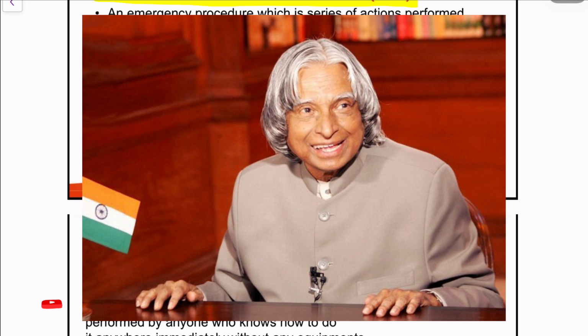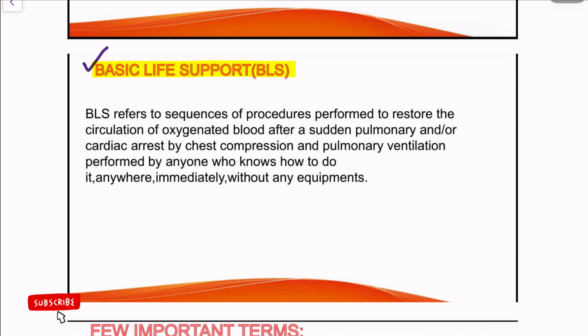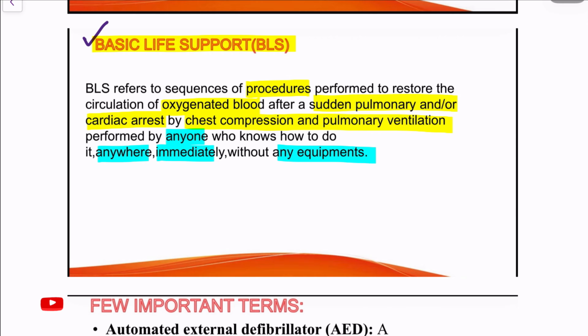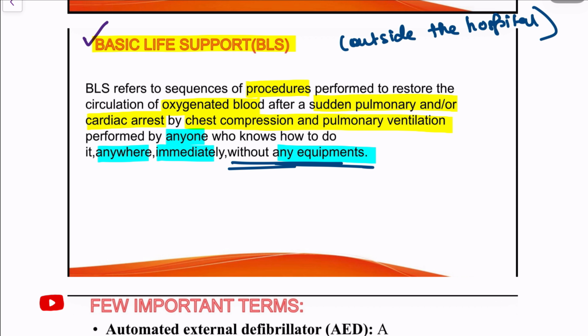Now, what is BLS? BLS means basic life support. BLS refers to a sequence of procedures performed to restore the circulation of oxygenated blood after a sudden pulmonary and cardiac arrest, by chest compression and pulmonary ventilation, performed by anyone who knows how to do it, anywhere, immediately, without any equipment. Generally, basic life support is done outside the hospital, immediately when there is no equipment available, and it can be performed by any person, medical staff or anyone who knows how to give CPR.